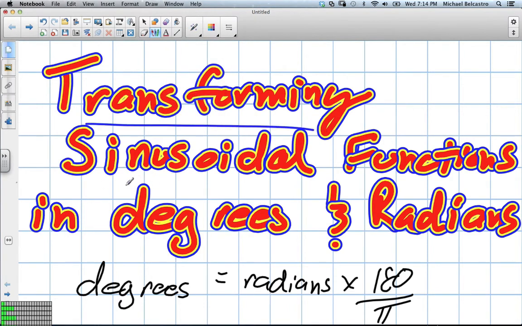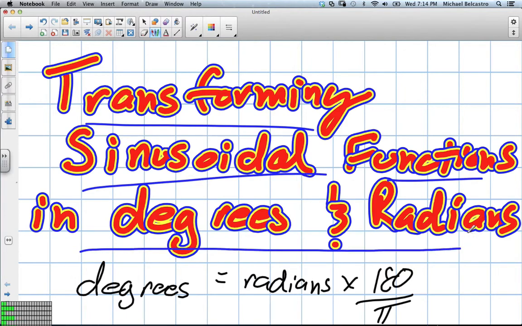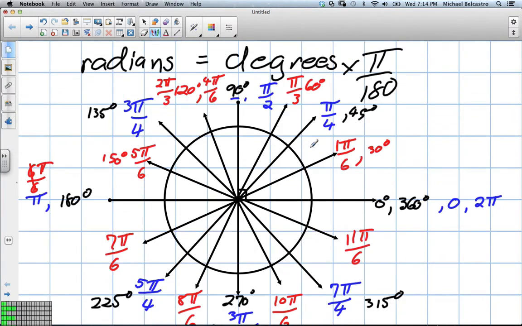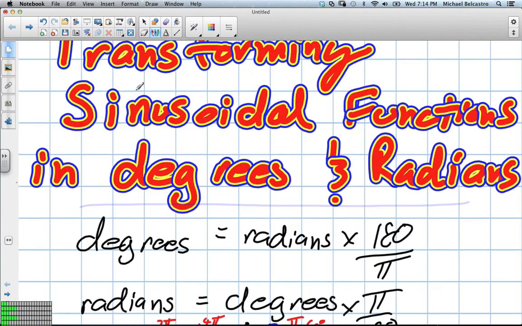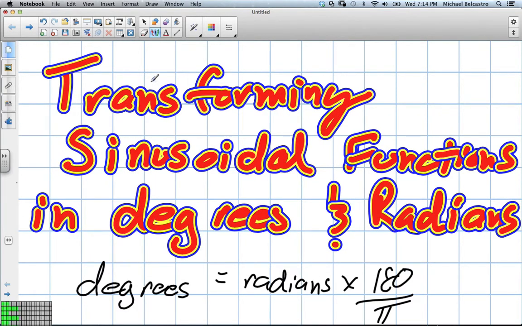We're actually going to go into transforming sinusoidal functions in degrees and radians. We just went over how to convert degrees and radians, so if you don't know that, you're going to rewatch that video. And what we're going to do is get into what sinusoidal waves look like.